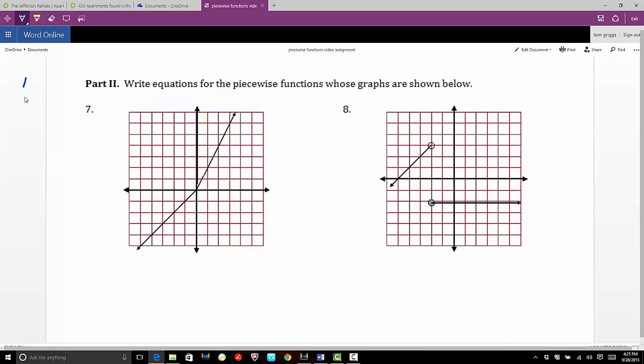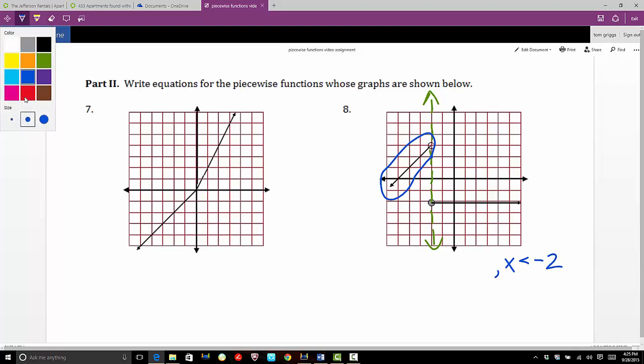So let's do one more, number 8. So first we want to find our boundary line. It's right here at -2. So you look at our boundaries, and this time they do have open and closed dots. This line over here is everything where x is less than -2. It doesn't have the or equal to because it's not a solid dot.